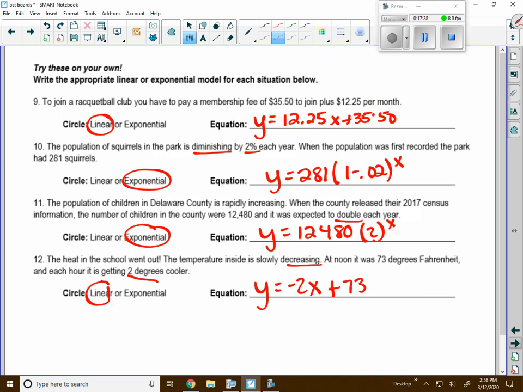This is definitely linear because we're losing the same amount every single hour. But why is that 2 negative? Why are we doing a -2? Well, since we're losing heat, then we would subtract 2 degrees every single hour. We started with 73, which was our y-intercept. If it's easier for you to think about it this way, you can think about it as we started at 73 degrees and then we lost 2 per hour. That's definitely an okay way to write that particular function.